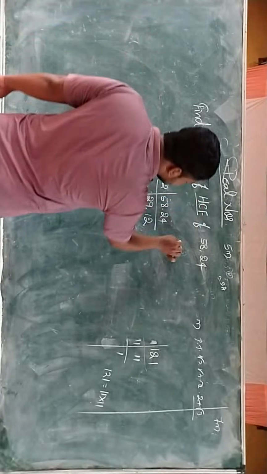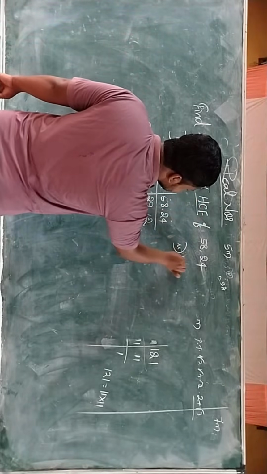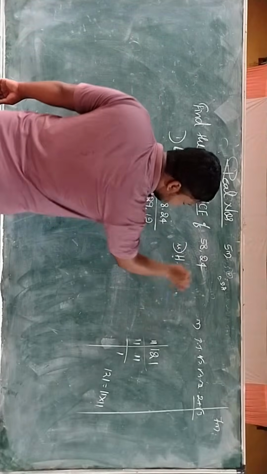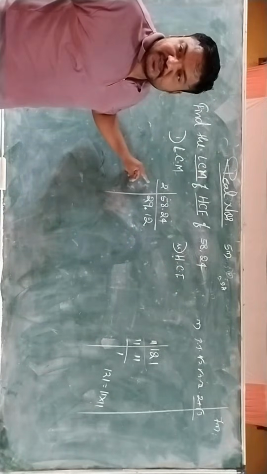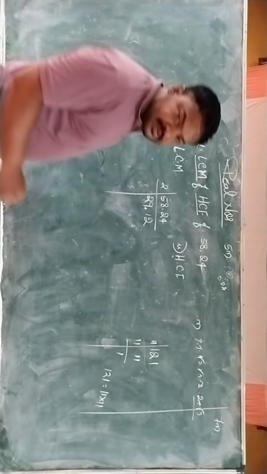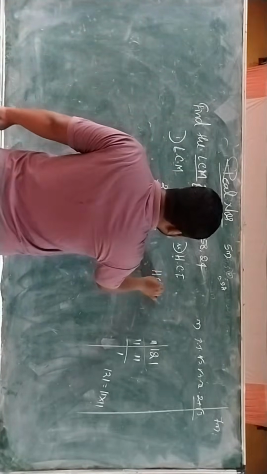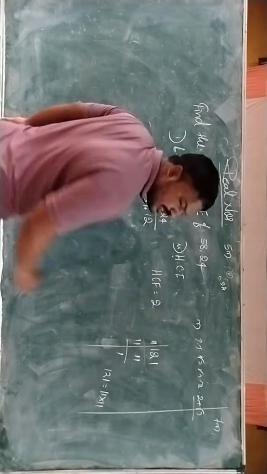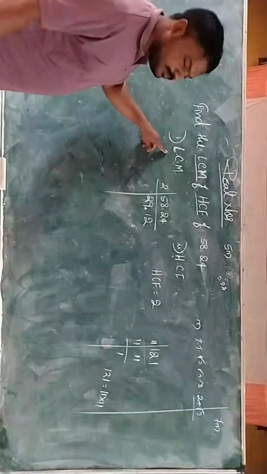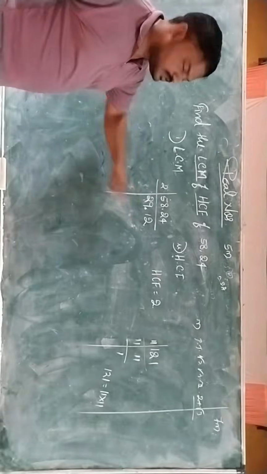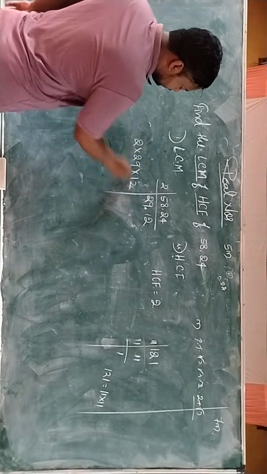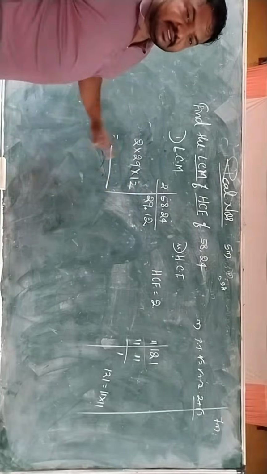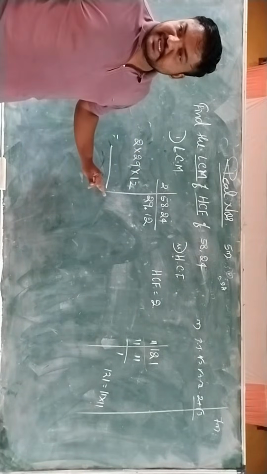And what is HCF? HCF means highest common factor. So which is the highest common factor here? 2 is the highest common factor, right? So HCF of 58 and 24 is 2. What about LCM? Multiplication of these three numbers: 2 into 29 into 12. Some product you will get, that is your LCM. Simple. Do you understand this?